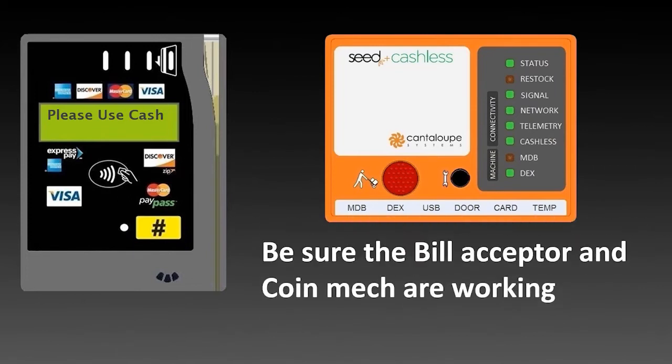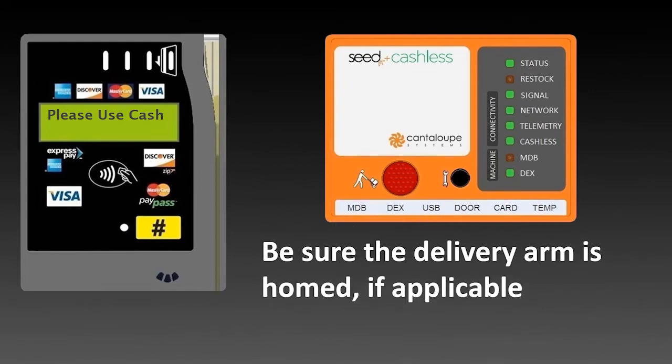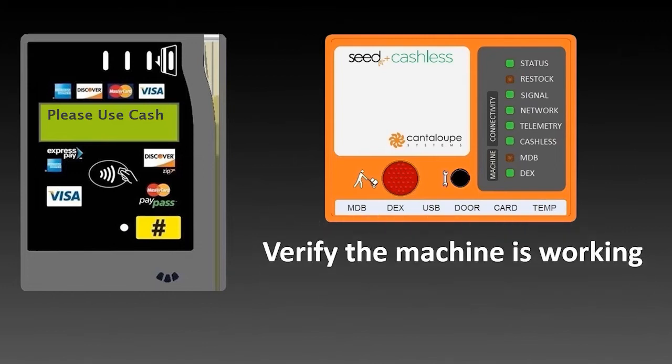Make sure the bill validator and coin mechanism are working. If it's a beverage machine with a delivery arm, make sure the arm is properly homed. Also, verify the machine has no errors and is able to vend with cash.